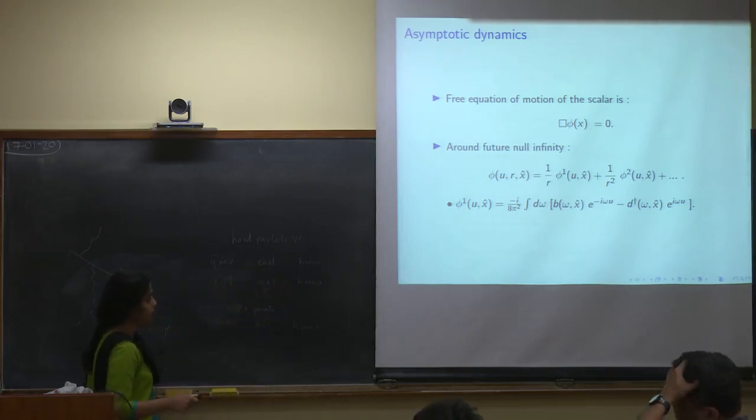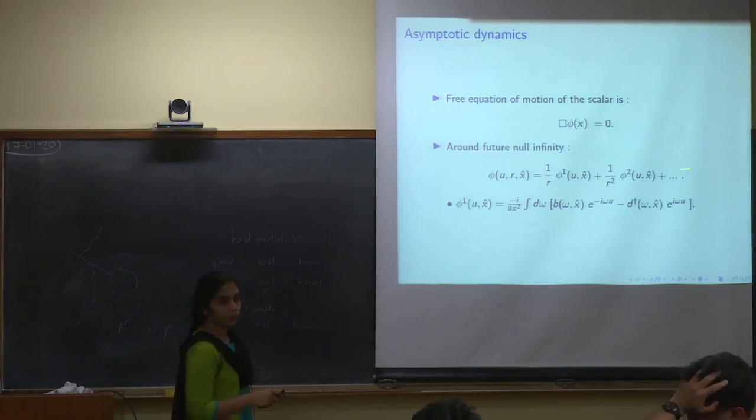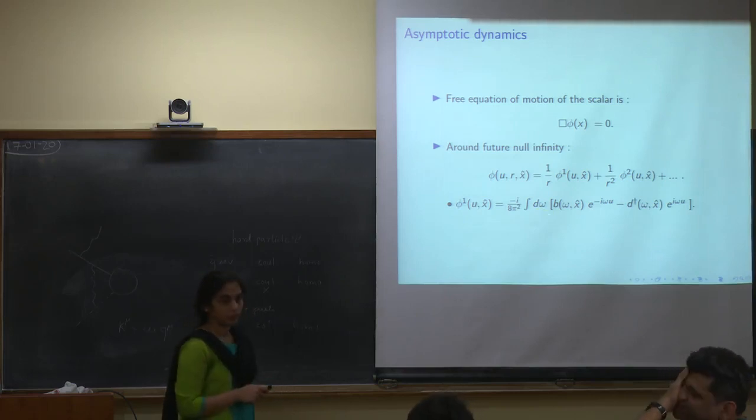And so if we want to work with the quantum theory, then the usual creation and annihilation operators are related to this free data phi 1 just via a Fourier transform.